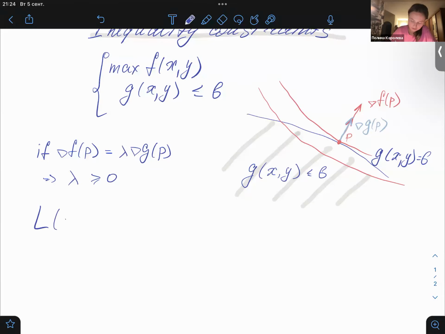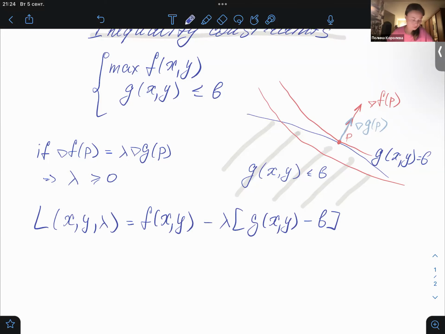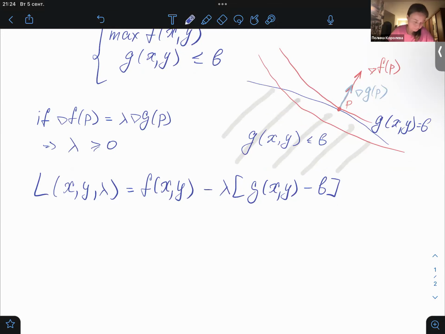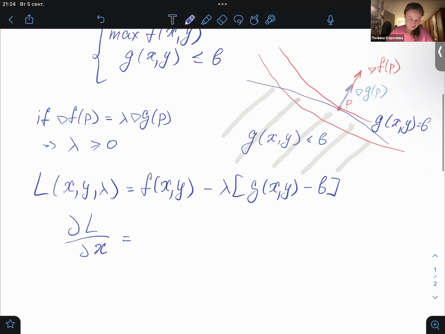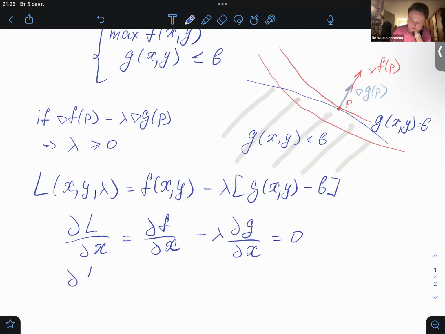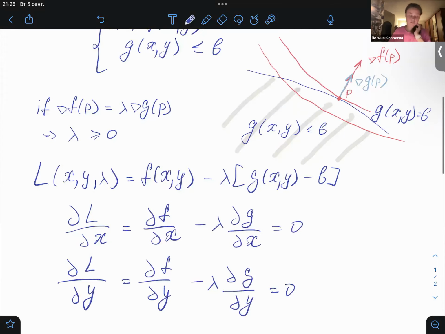So we write down the Lagrangian: f of x, y minus lambda times g of x, y minus b, and solve it. Our derivatives with respect to x and with respect to y should be equal to 0. By x it equals 0, and by y it is also equal to 0. So they both equal 0.